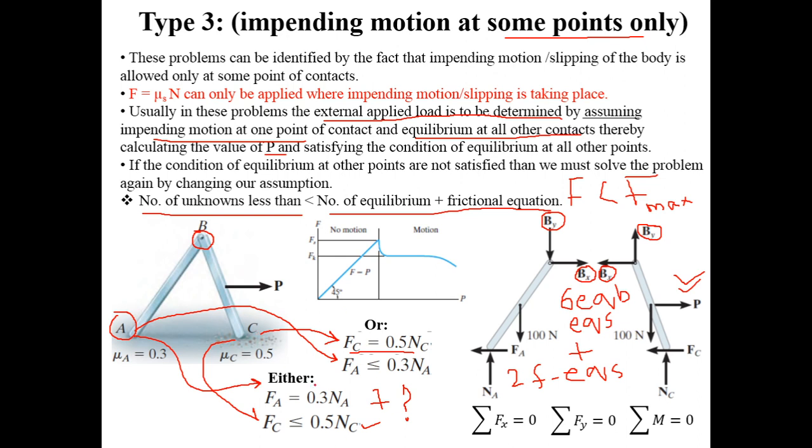Verify all your assumptions. If your assumptions are verified, your solution is correct. You don't have to repeat the solution. You don't have to recalculate the value of P. If it is not satisfied, then change your assumption, solve for P again, and then state your answer. Okay, so in this case, the number of unknowns will be less than the number of equilibrium equations plus friction equations.